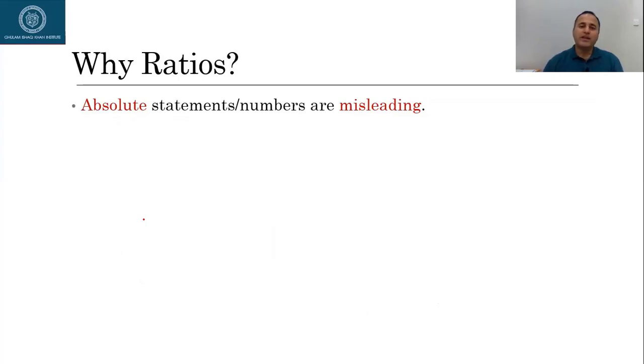Absolute statements and numbers are misleading. And why are they misleading? I'll give you an example. Suppose you bought a laptop recently, and I asked you a question, how did you like it? And you tell me, oh, I didn't like it because it's a little bit heavy.